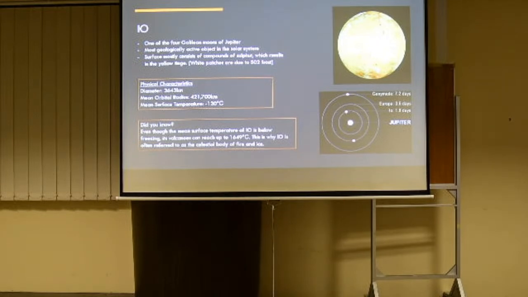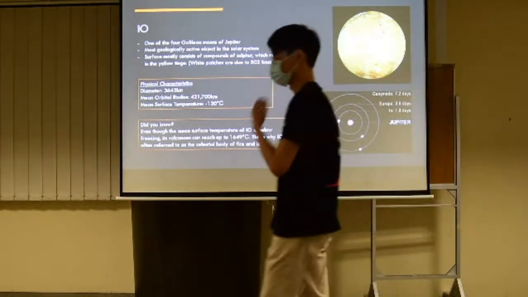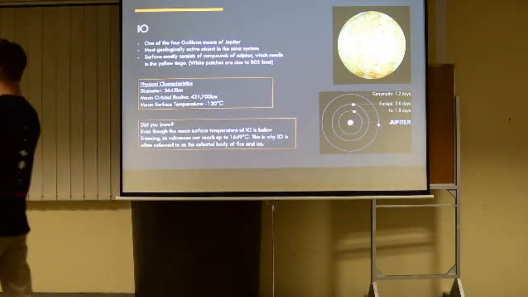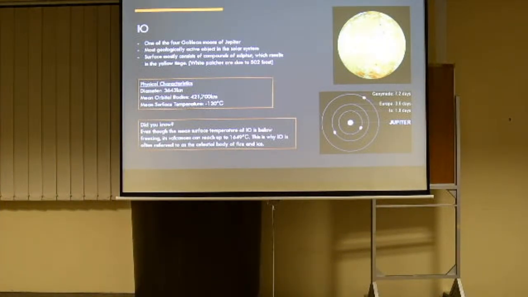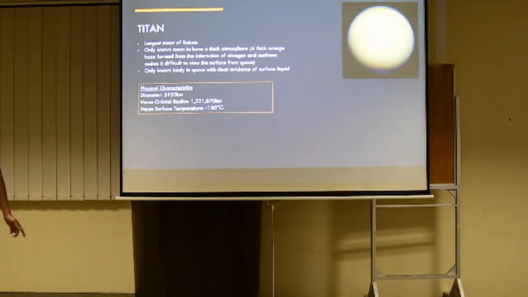Using my basic understanding of math, I realized that they are multiples of one another. And that is basically what orbital resonance is. Their orbits are kind of related by multiples of one another. Very simplified explanation. Next, we have Titan.